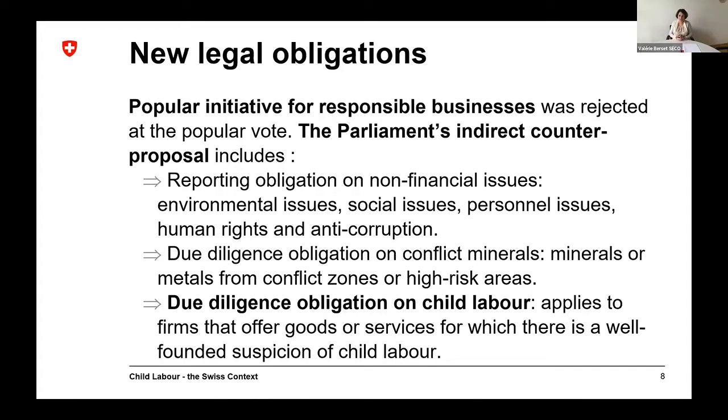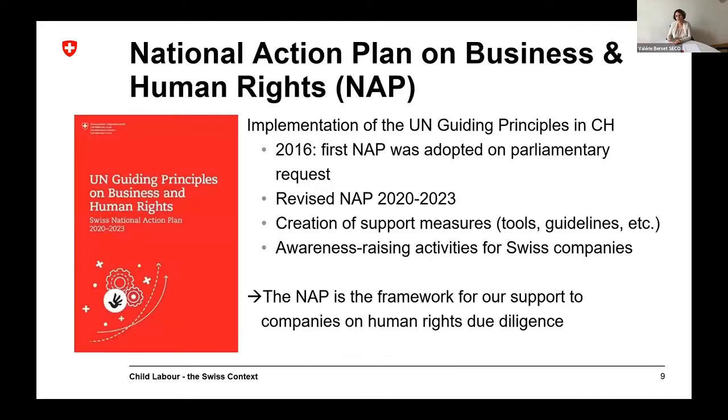The first National Action Plan was adopted in 2016. It was a parliamentary request, and it was revised for the period of 2020 to 2023. And now we are already discussing and working on the next National Action Plan starting in 2024. We have developed different tools, guidelines, and awareness-raising activities, and on the next slide you have some examples.